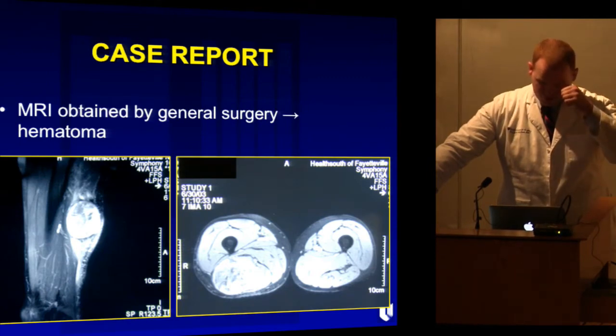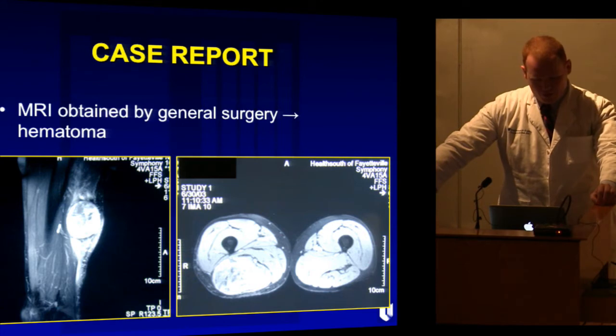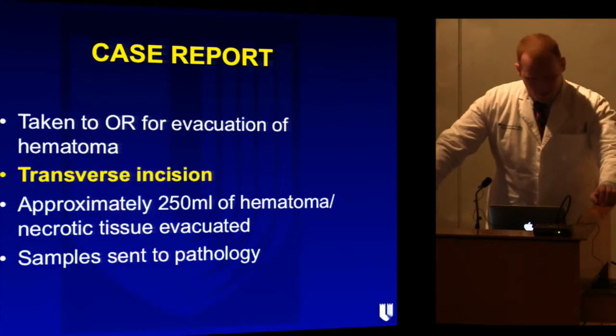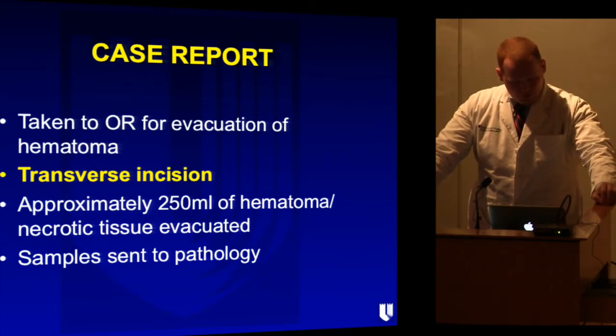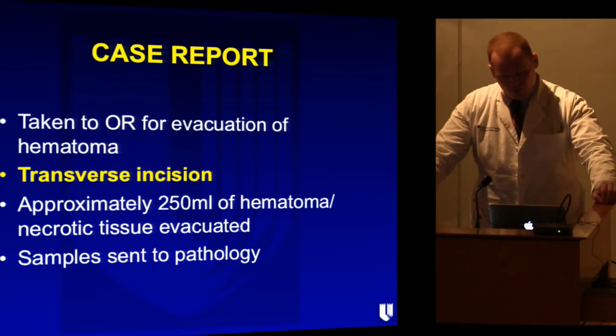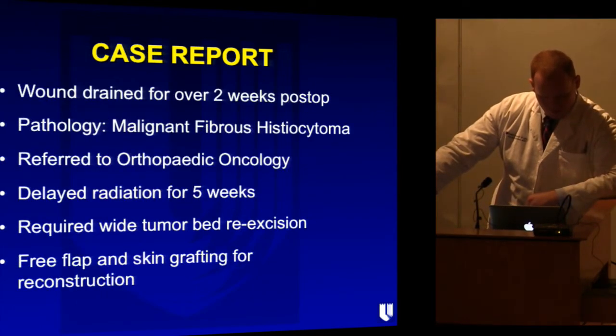Patient was referred to general surgery where an MRI was obtained. The MRI was evaluated by the general surgeon and interpreted as a hematoma. Patient was taken to the OR for evacuation of the hematoma. Transverse excision was used. Approximately 250 milliliters of hematoma and necrotic tissue were evacuated, and samples were sent to pathology.